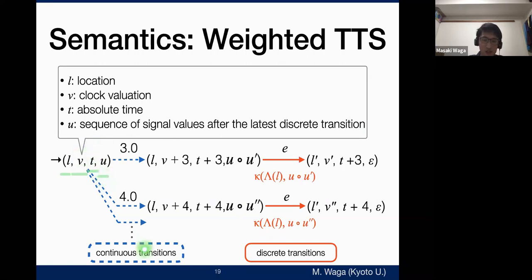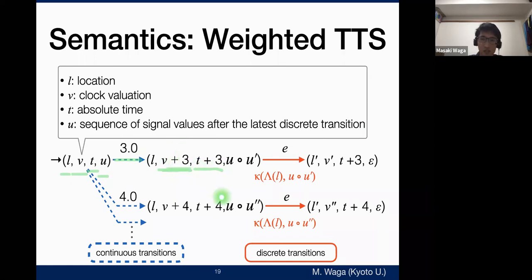And the continuous transitions, which are for the time elapsed at this configuration, are the same as the usual time elapse for the timed automata. So we are at the same location and the signal, the clock valuation, which assigns the value for each clock variable, is incremented by the elapsed time. I mean, because at this transition, the length of the time elapsed is 3.0, so we add 3 to all of the clock variables.